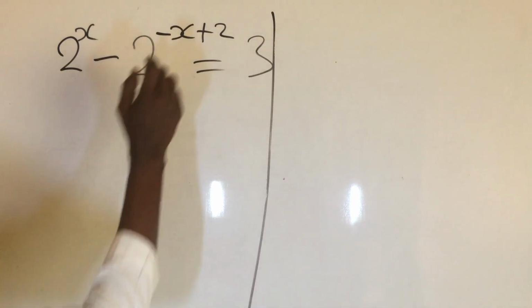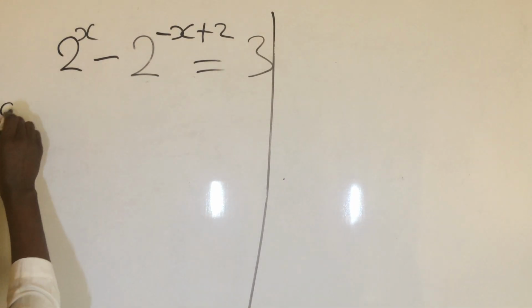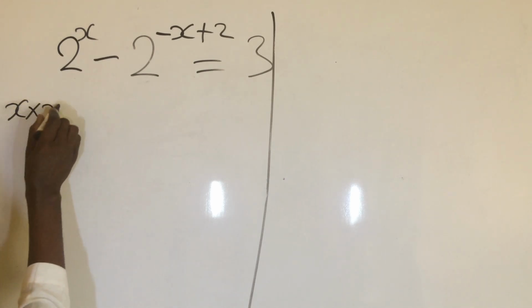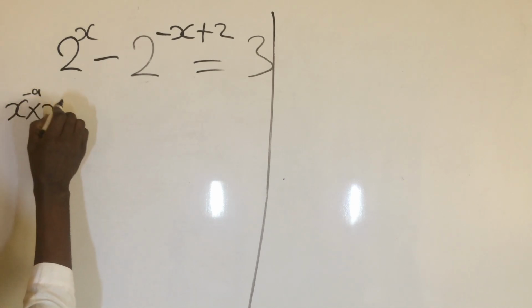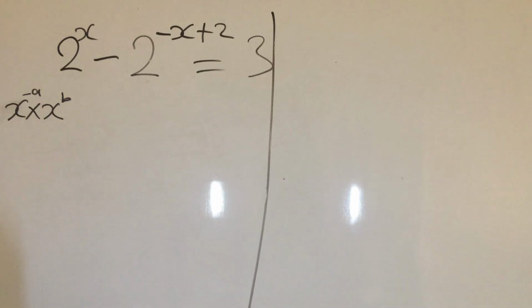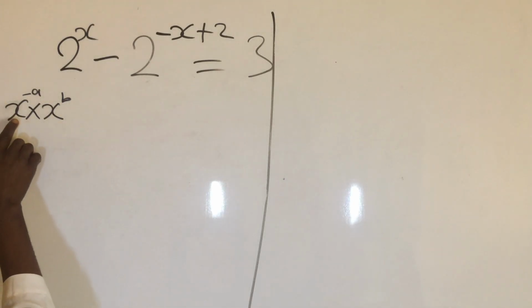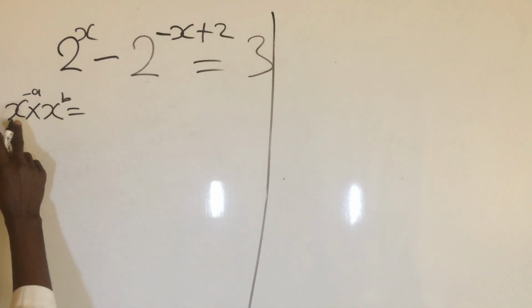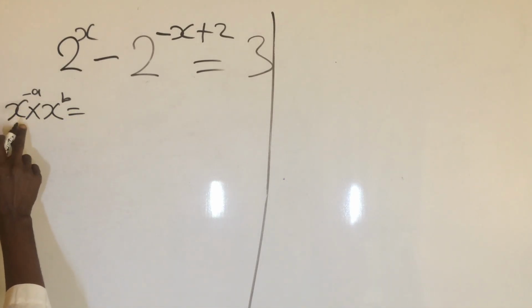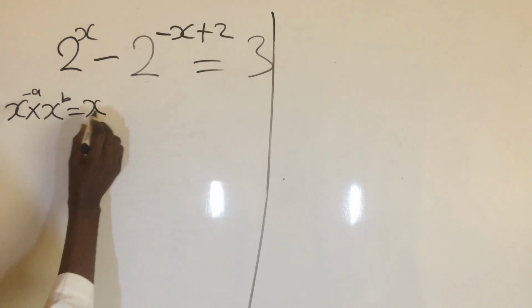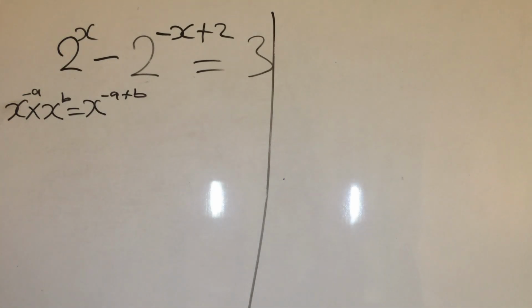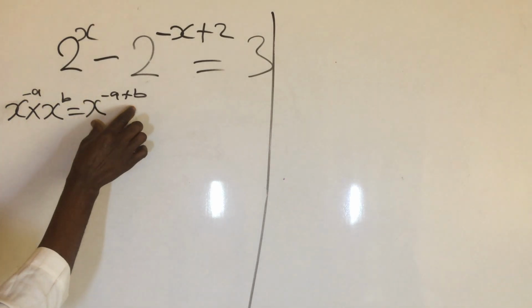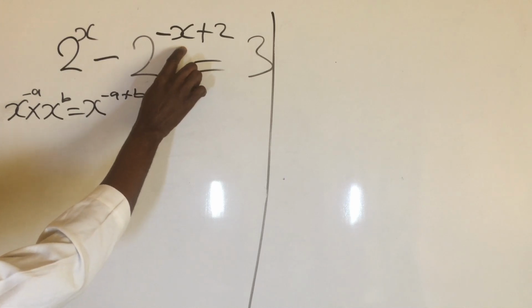Remember what I have been teaching you. For example, x raised to power minus a times x raised to power b. In indices, since they have the same base, x and x, we pick only one x, then add the powers, which is minus a plus b. So as you can see, this is the same thing as this one.